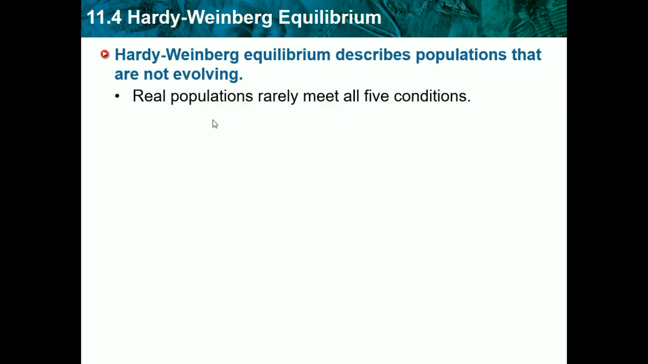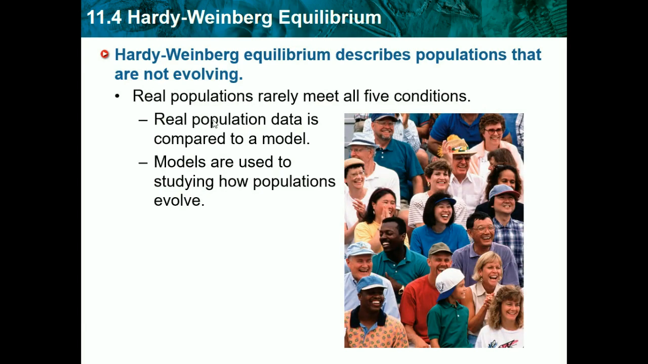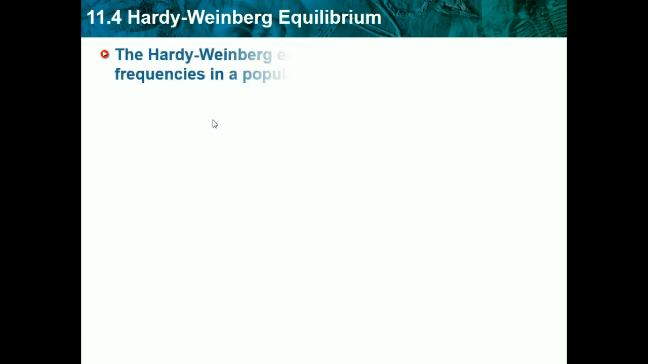Real populations rarely meet all 5 conditions, so this rarely ever happens. Real population data is compared to a model. Models are used for studying how populations evolve. So this is just a model, it never actually happens.